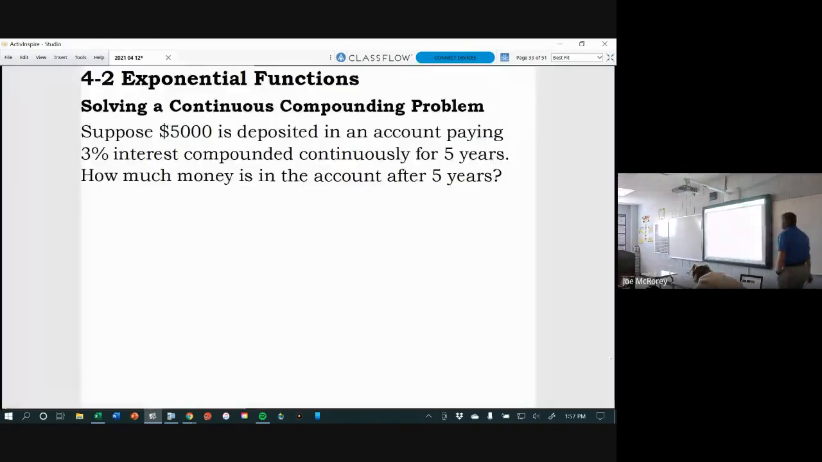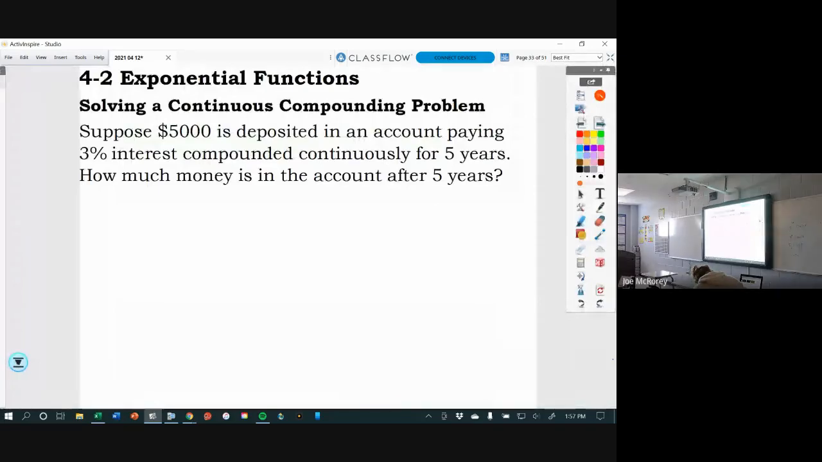Okay, here's a problem. $5,000 is deposited into an account that pays 3% interest, no such bank, compounded continuously. So the second you see that word right there, A equals Pert, we're using e. As soon as you see continuously, we're doing e. So we have the amount after is equal to P, the amount we start with, times e to the interest rate times time. How much money do you have after 5 years? So we're looking for the amount after.